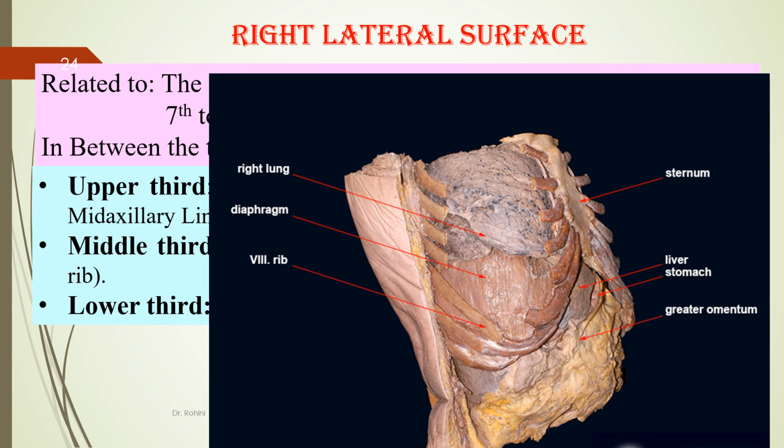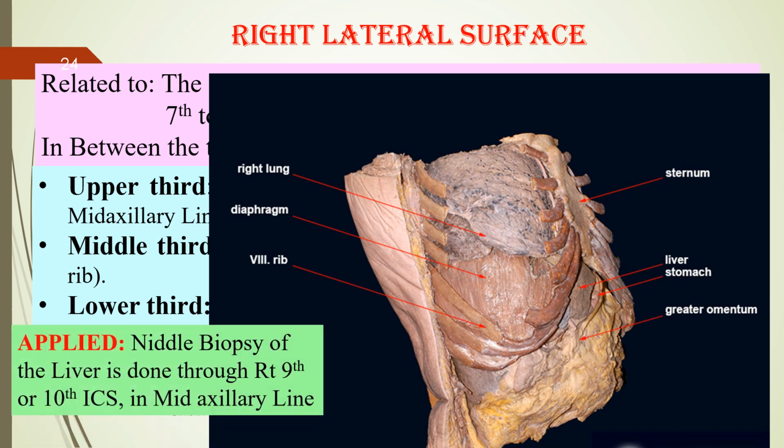What is the importance here? Why should you understand these relations? Because sometimes when you have to take a needle biopsy of the liver, it is to be done through the right 9th or 10th intercostal space in the mid axillary line. We should not go in above the 8th, because above the 8th we have lung, and we can injure the lung.